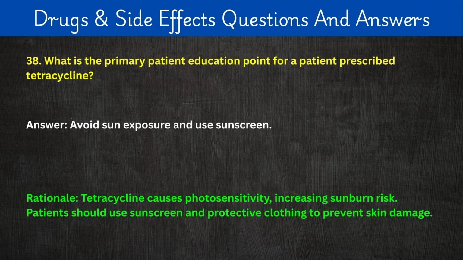38. What is the primary patient education point for a patient prescribed tetracycline? Answer: avoid sun exposure and use sunscreen. Rationale: tetracycline causes photosensitivity, increasing sunburn risk. Patients should use sunscreen and protective clothing to prevent skin damage.